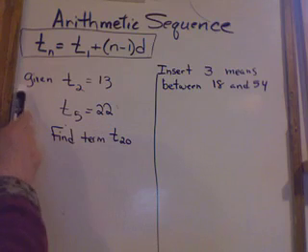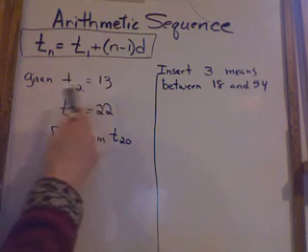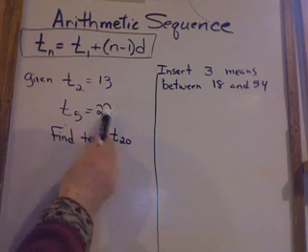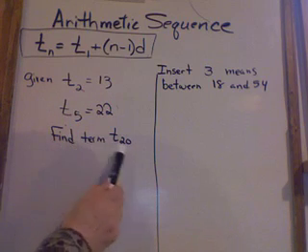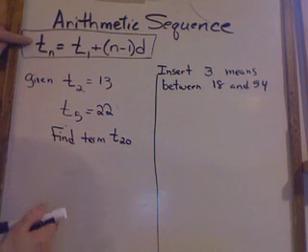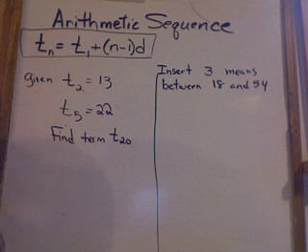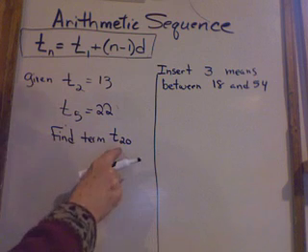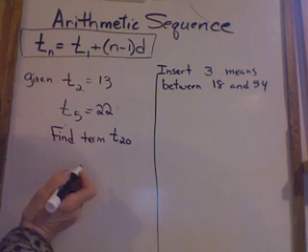This problem here says, given T2 is 13, T5 is 22, find term 20. Basically, what you have to do is use the arithmetic sequence formula and solve it as a system for the unknowns so that you can eventually find T20.